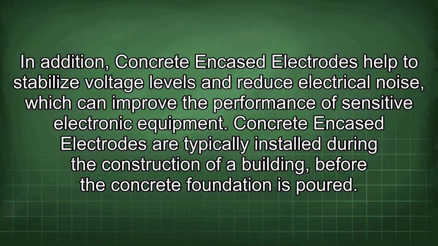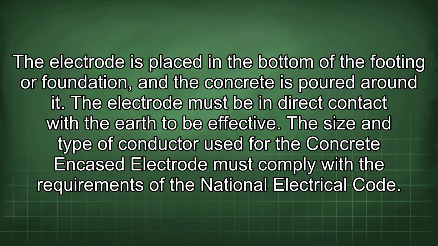Concrete encased electrodes are typically installed during the construction of a building, before the concrete foundation is poured. The electrode is placed in the bottom of the footing or foundation, and the concrete is poured around it.